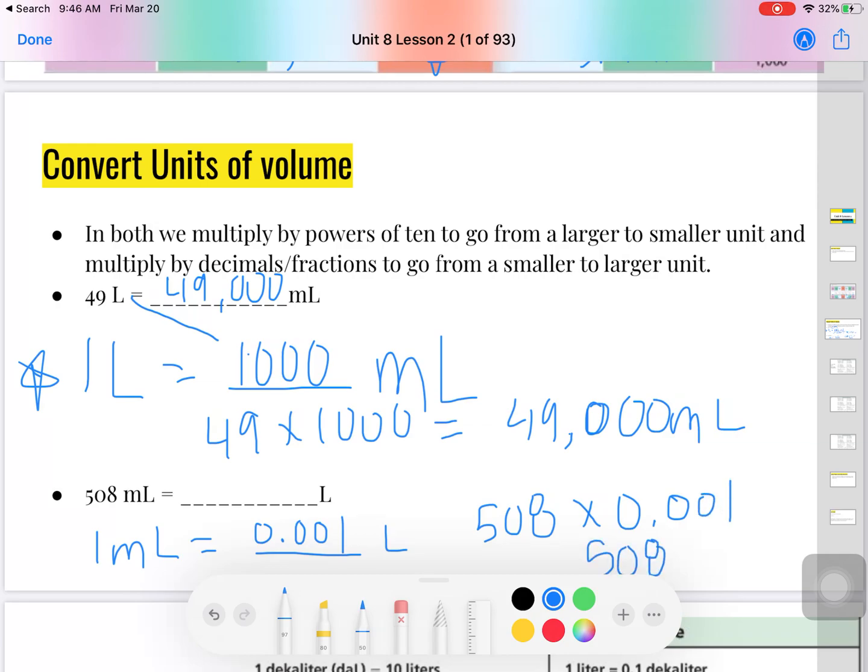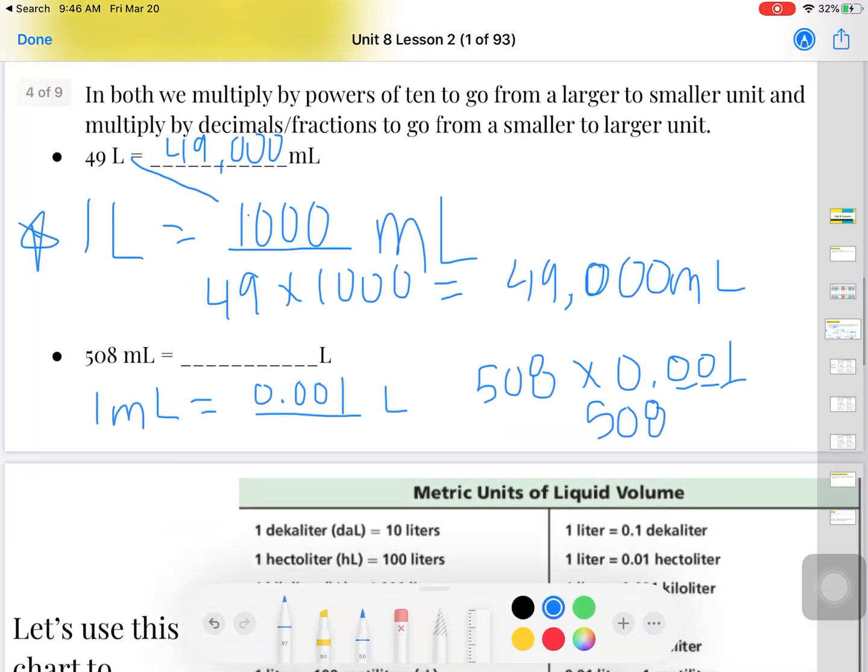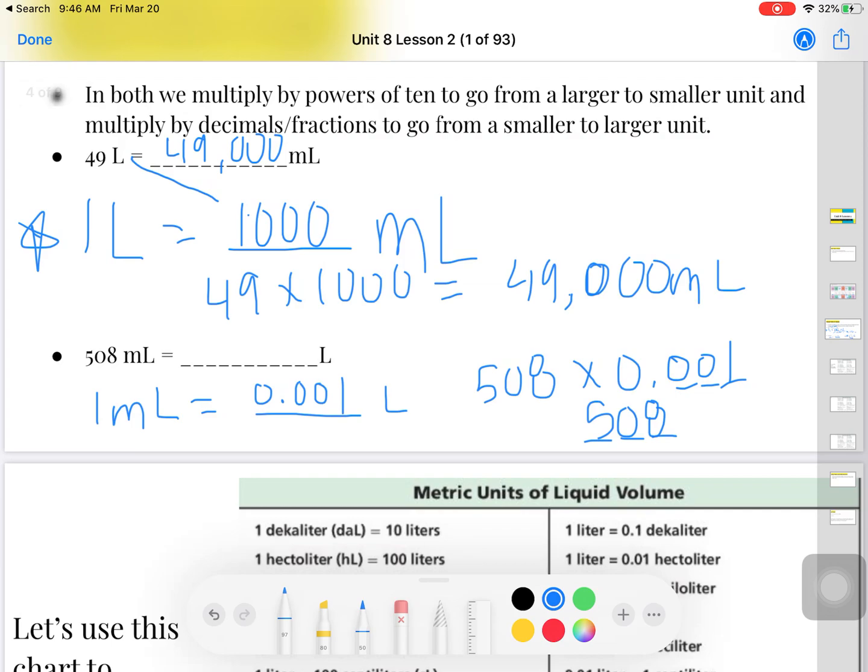I do my zero rule, which gives me decimals. So I'm going to have 1, 2, 3 decimal places. So I'm going to put that decimal there. So I have 508 thousandths liter.